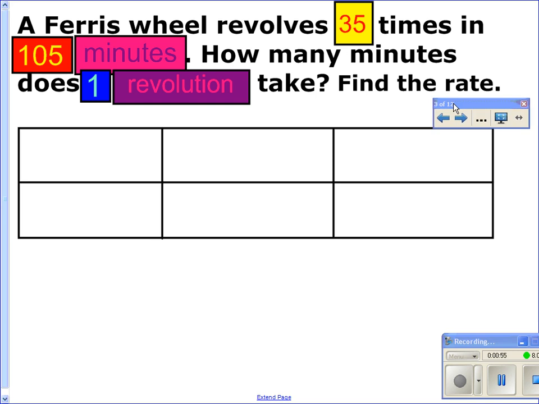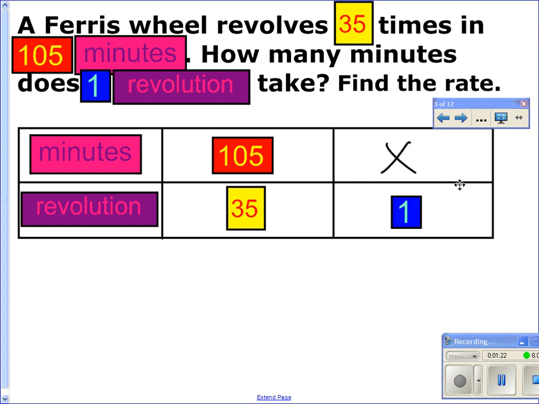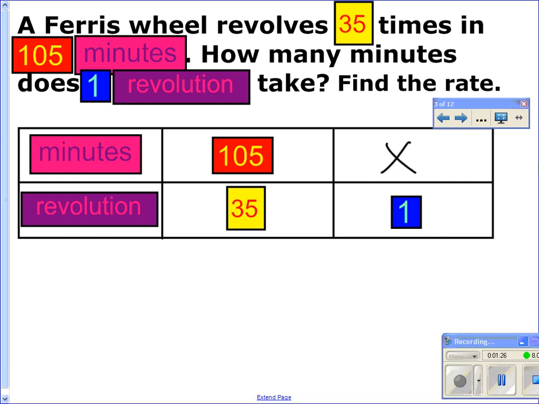So here's our question. It says, a Ferris wheel revolves 35 times in 105 minutes. How many minutes does one revolution take? So the first thing you're going to do is set up your words that you're comparing. You're comparing minutes to revolutions. You're given 105 minutes and 35 revolutions. We do not know how many minutes it takes for one revolution.